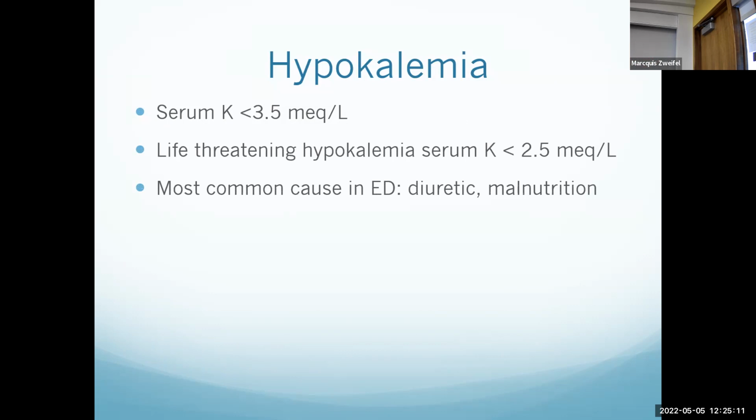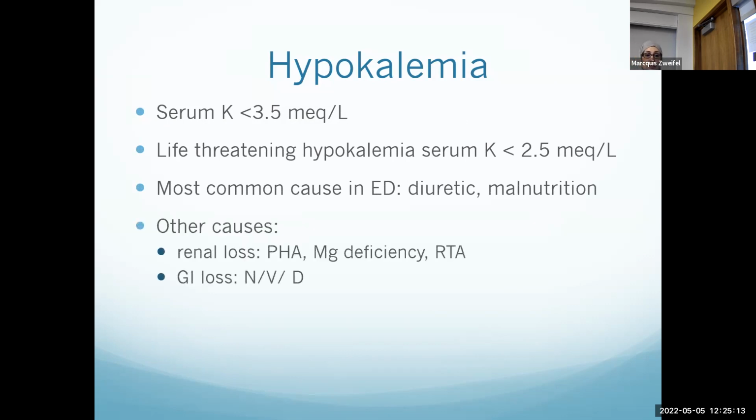And it should be an alert for all of you. Other causes, again, if you have renal losses like primary hyperaldo, magnesium deficiency, or different types of RTA. GI losses is nausea and vomiting and diarrhea, mostly them.